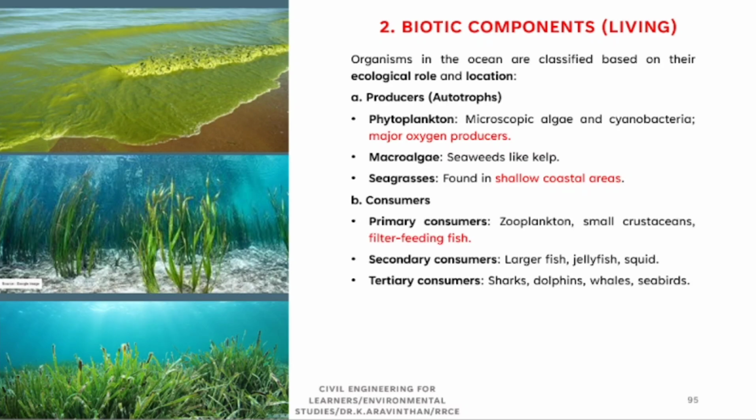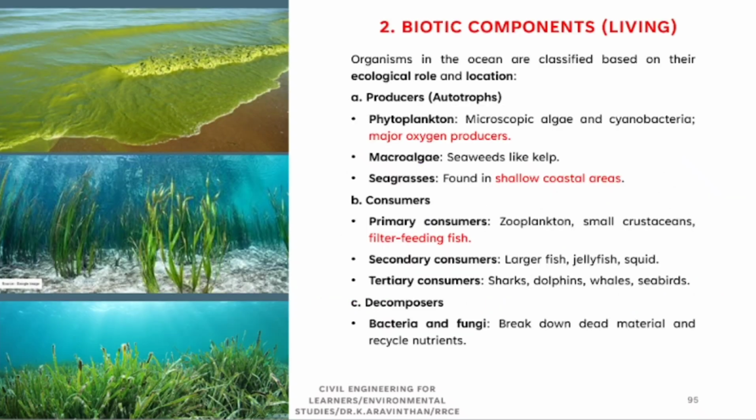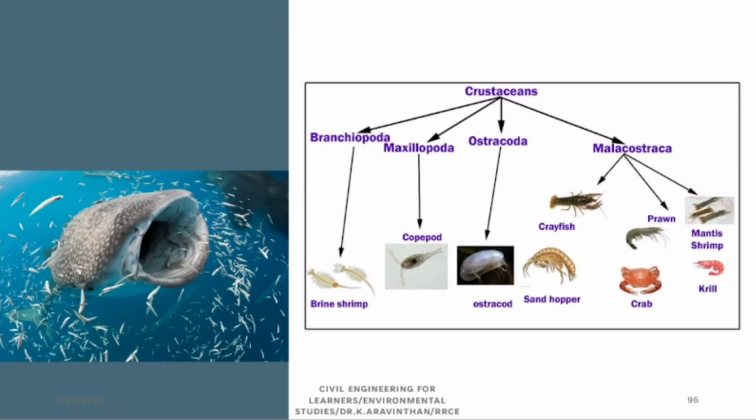Zooplankton consumes the phytoplankton. See crabs, crustaceans, you can see a number of living species and they are primary consumers, and secondary consumers will be there. They are large fish, jellyfish, etc. Tertiary consumers are shark, dolphin, whales. So who will decompose? Bacteria and fungi will decompose all the dead materials. They will recycle. So this is the structure of the biotic component.